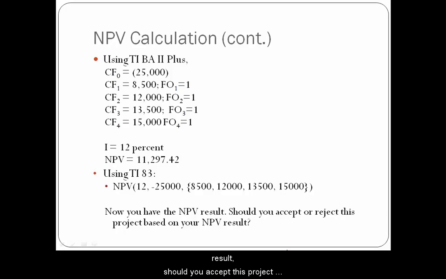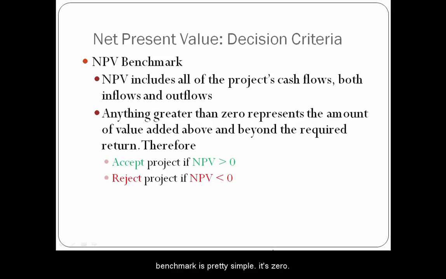Should you accept this project or reject this project based on your NPV result? Generally, the NPV benchmark is pretty simple. It's 0. Because NPV is about calculating the total present value of all future cash flows and then comparing it to your initial investment. If NPV is positive, or say greater than 0, that means this project is adding value for the company, otherwise it's losing value for the company. So we want to accept a project if its NPV is greater than 0, or say positive, and we want to reject a project if the NPV is negative, or say lower than 0.